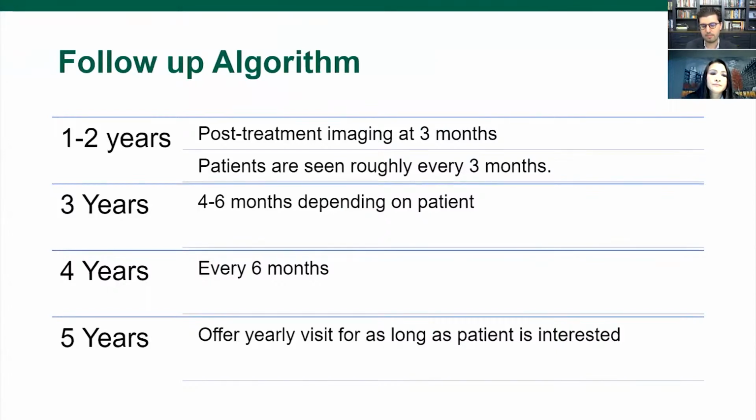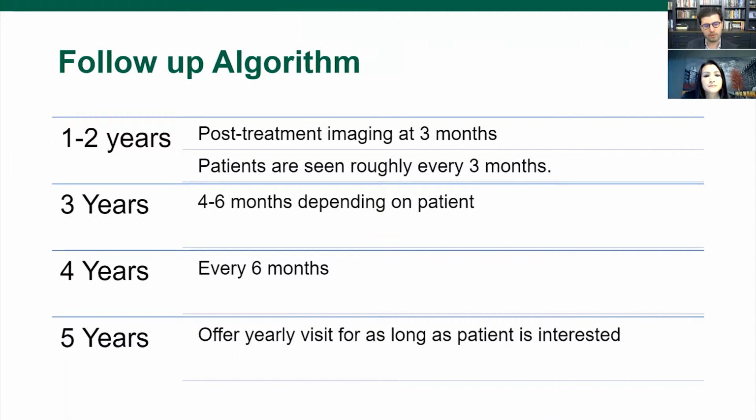And then I kind of broke down our follow-up algorithm. There's obviously, this can be debated in different institutions, but I think this works well for us. For the first year or two, you really need to see these patients every 2 to 3 months. That's because the majority of recurrences for head and neck cancers happen early. So you really need to keep them close those first 2 years.